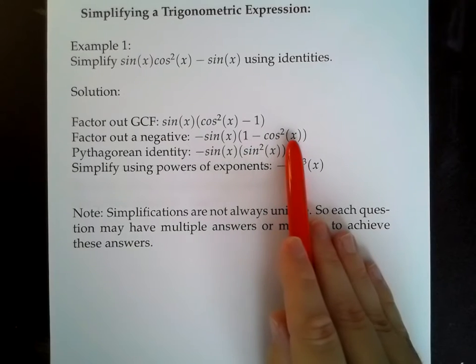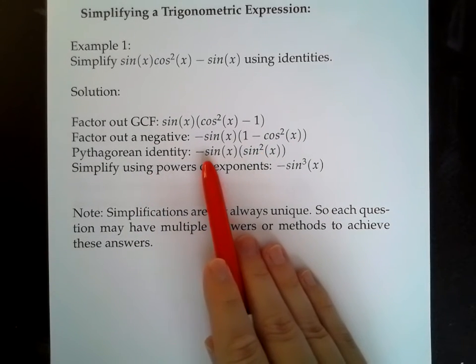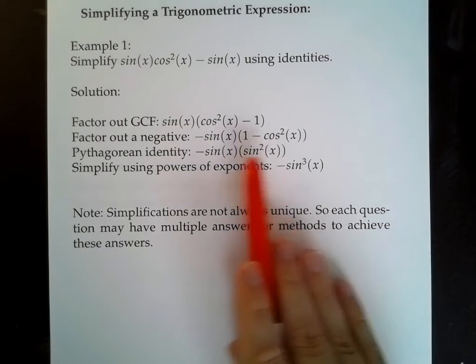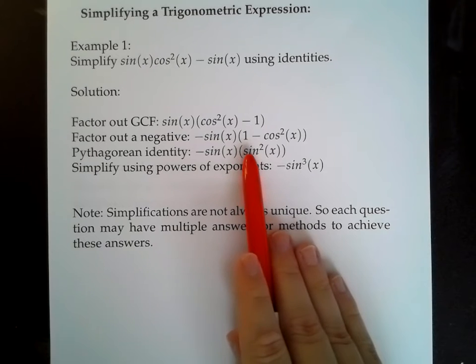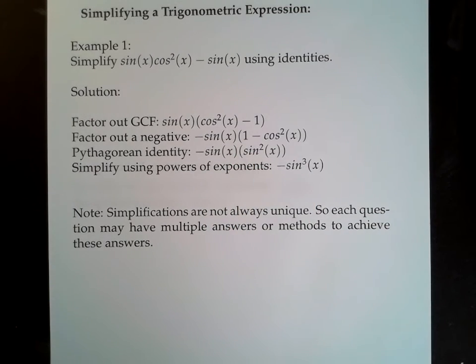I know that 1 minus cosine squared of x is going to give me sine squared. So this gives me negative sine of x times sine squared of x. And when, of course, I multiply those together using my powers of exponents, I get negative sine cubed of x.